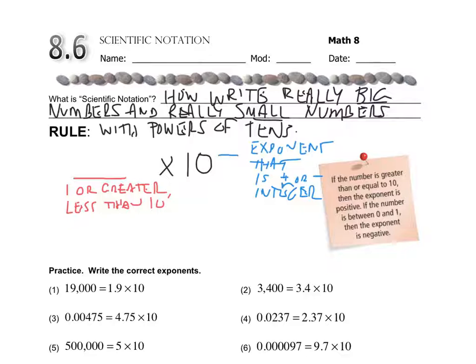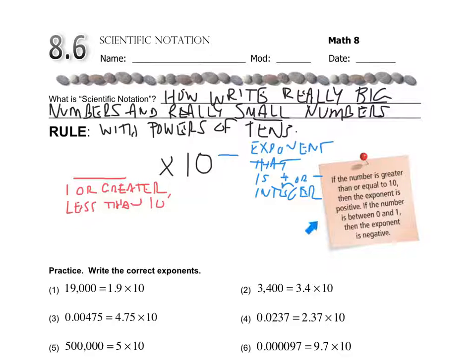But basically, just to review a little bit of that, it always looks like this. There's a number in the front. This number is always 1 or greater, but less than 10. So the highest it would be is 1.9999 repeating. There's always going to be times 10 in scientific notation. And then this base 10 is raised to an exponent that is either a positive exponent or a negative exponent.